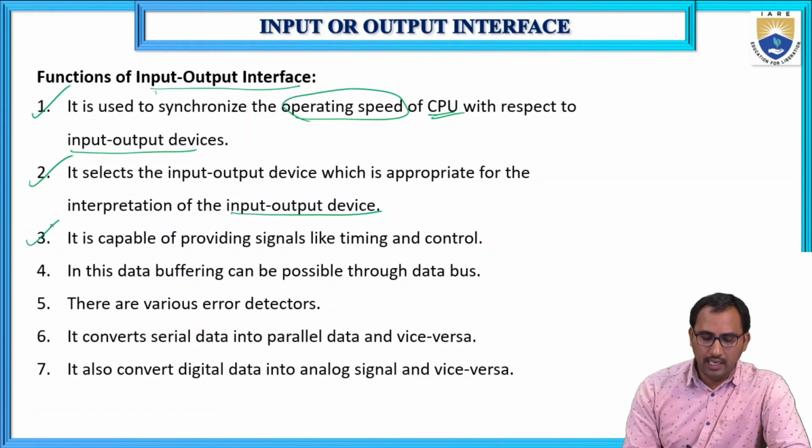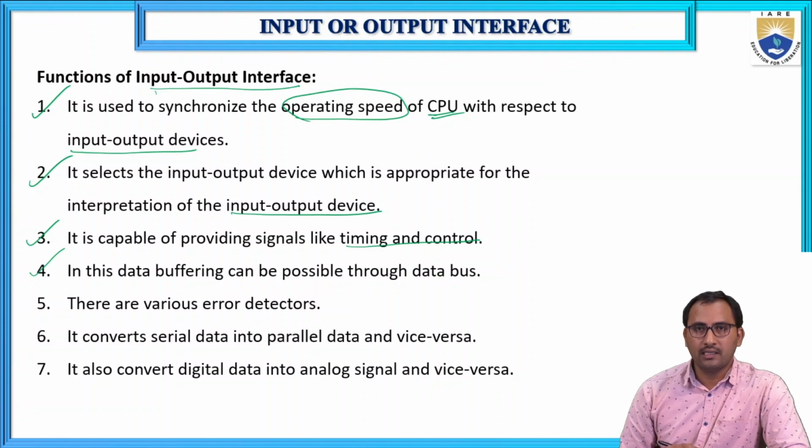And the third one, it is capable of providing timing and control signals. And the fourth one, data buffering is possible through the data bus. Through the data bus, we are sending the data from the CPU to the IO device or from the IO device to the CPU.